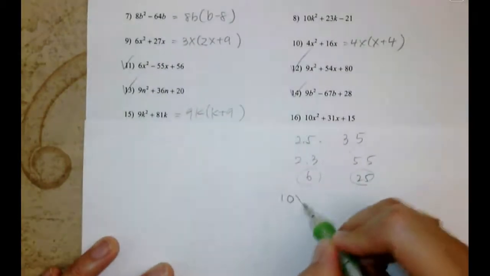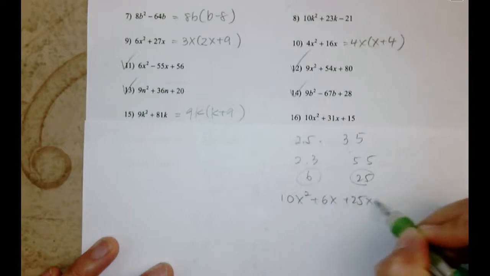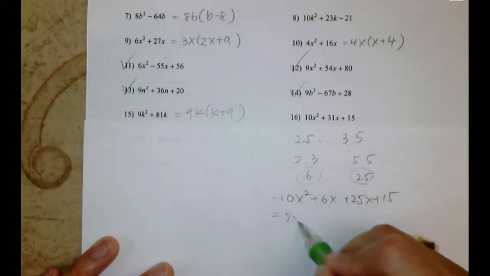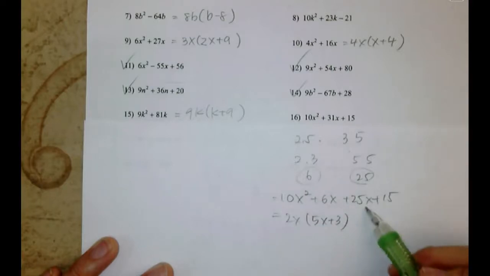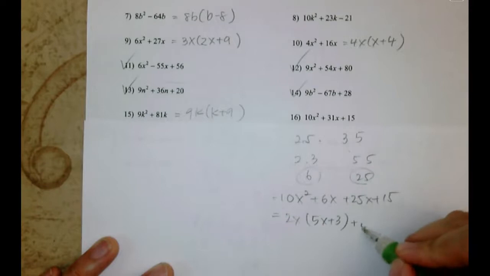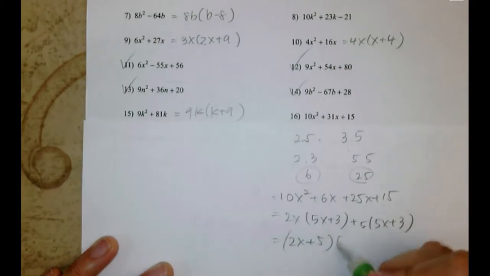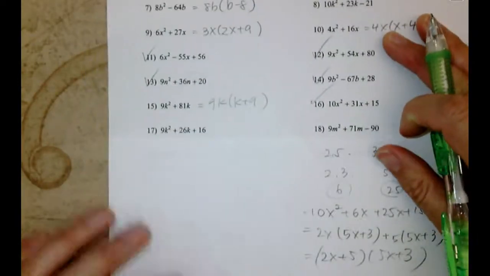Okay, so then 10x squared plus 6x plus 25x plus 15. You get 2x out, and then you get the 5x plus 3. And you can get 5 out, and then 5x plus 3. So 2x plus 5 and 5x plus 3, and you're done. Okay, right, next one.